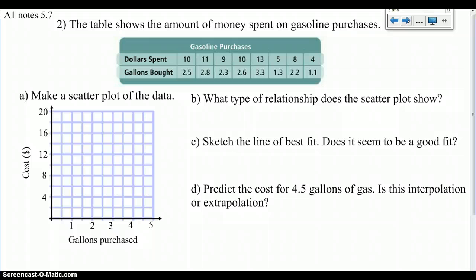Moving on. Another table, this time we're comparing gasoline, the dollars spent and the gallons purchased. And I'm going to start labeling the graph, plotting each point. So if I purchase 2.5 gallons, it costs $10. And I'm going to actually pause the video again, let you guys fill out the scatter plot, and then we'll pick it up with the follow-up question.